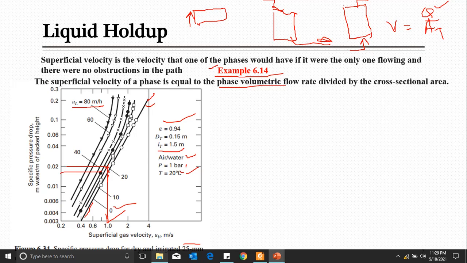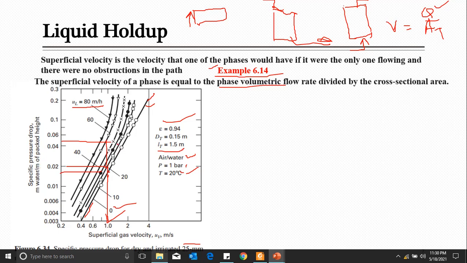Then if you keep going ahead and increase the liquid velocity further, as the dimensions are the same, you have to increase the flow rate of the liquid. With this, the pressure drop will keep increasing. For example, I take this point of the 60 line, and you can see a sufficiently high pressure drop compared to the initial case, per meter of packed height.